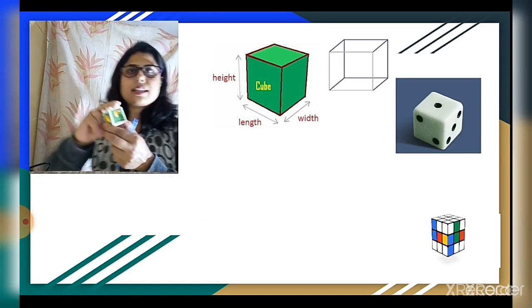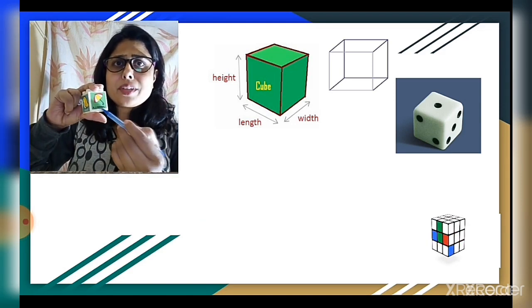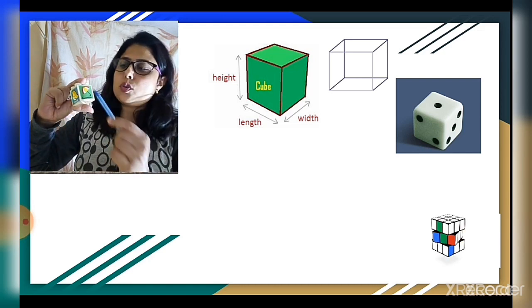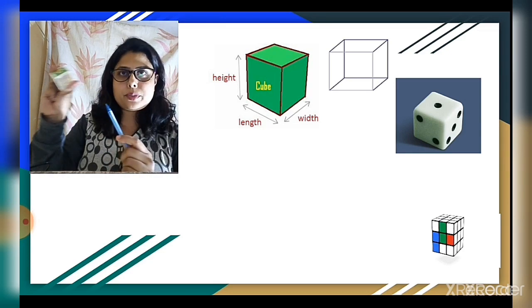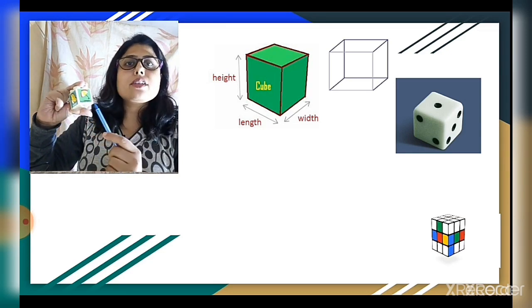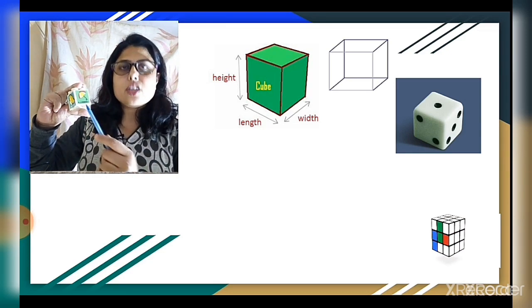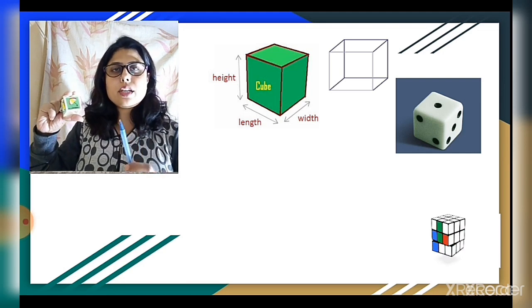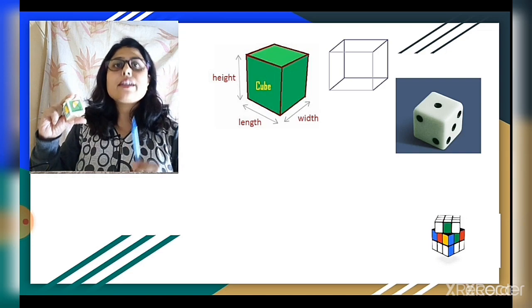Here I am showing one more. I am trying to show you only the face. So this shape is also a cube. Each face is actually a square. So all faces of a cube are square in shape, and all dimensions are equal in length.